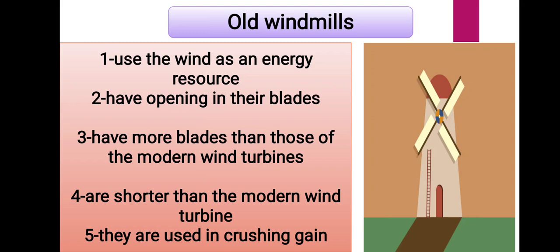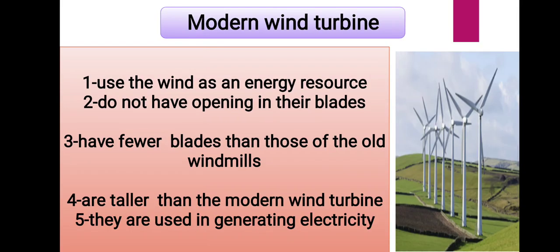Old windmills have more blades, shorter than the modern wind turbine. And we use the old windmills to grind the grain or crush the grain. What about the modern wind turbine? The modern wind turbine also uses the wind as a source of energy.